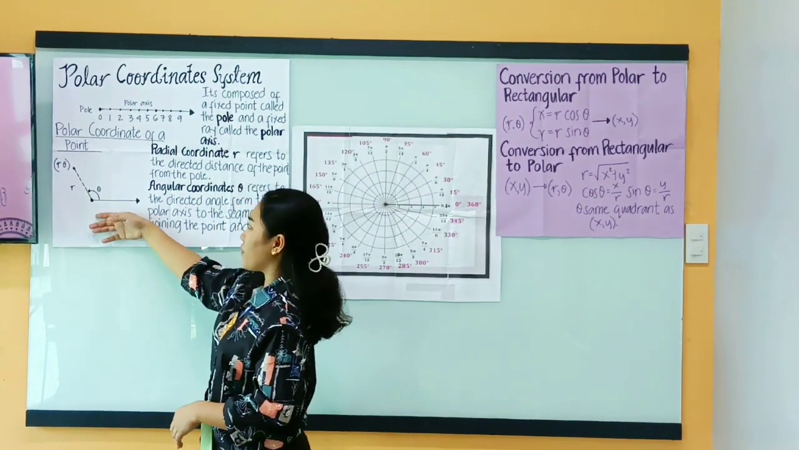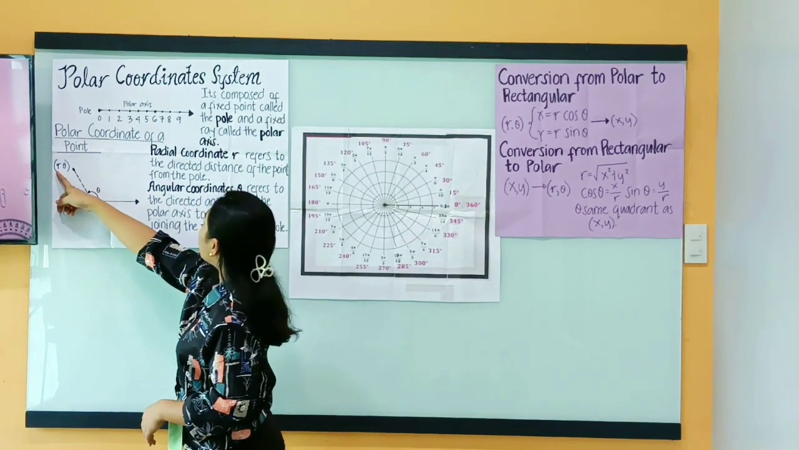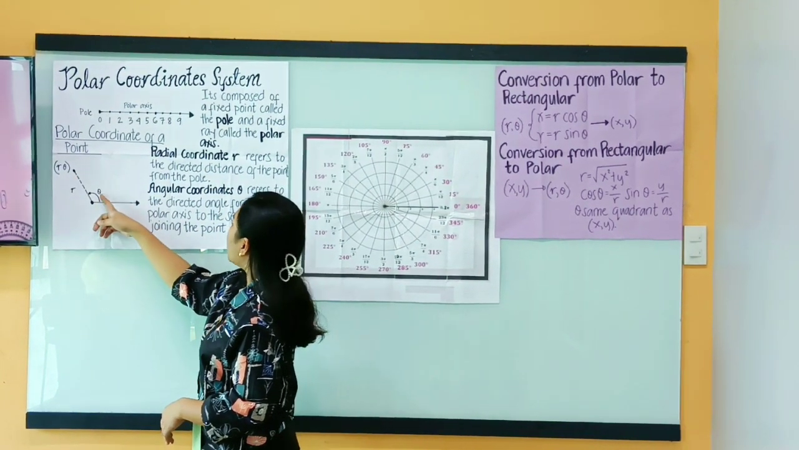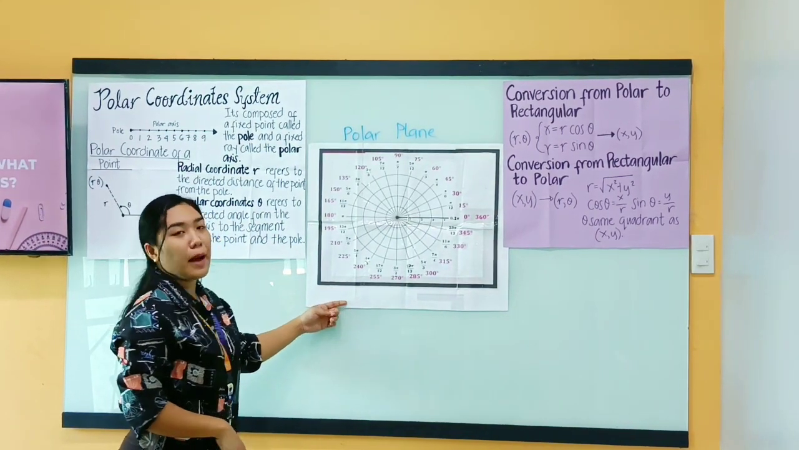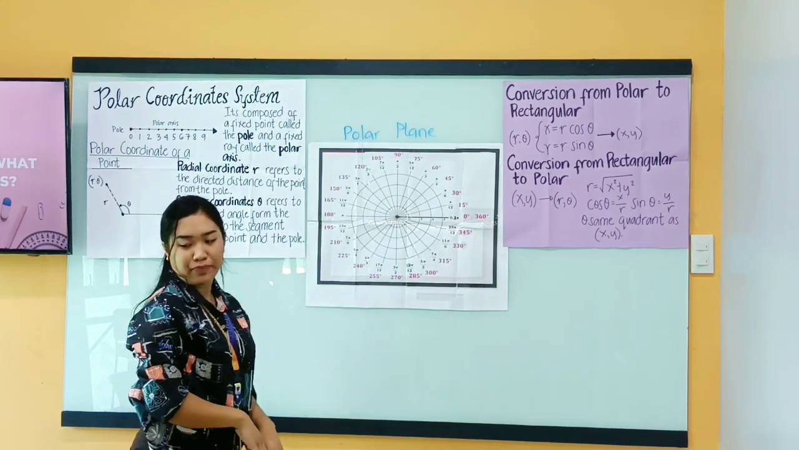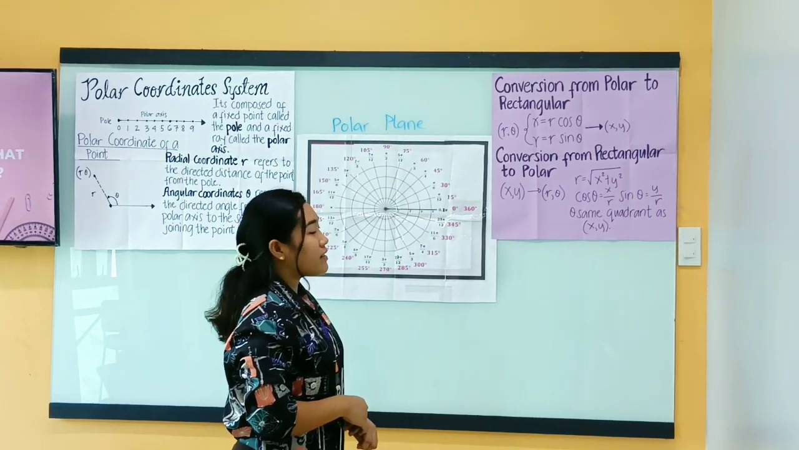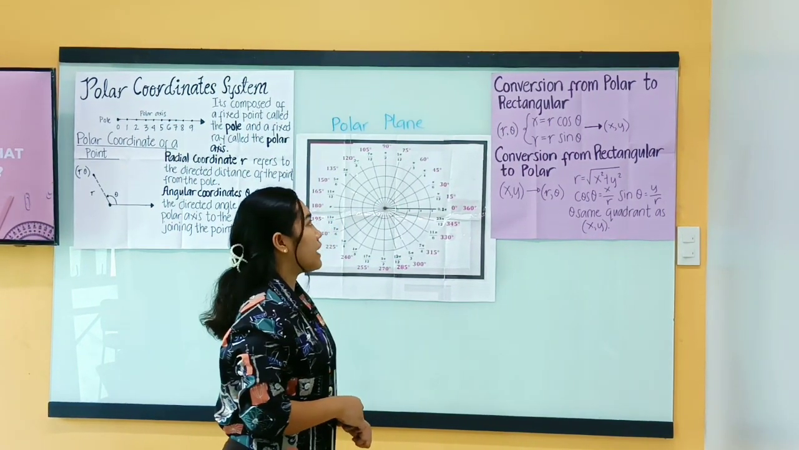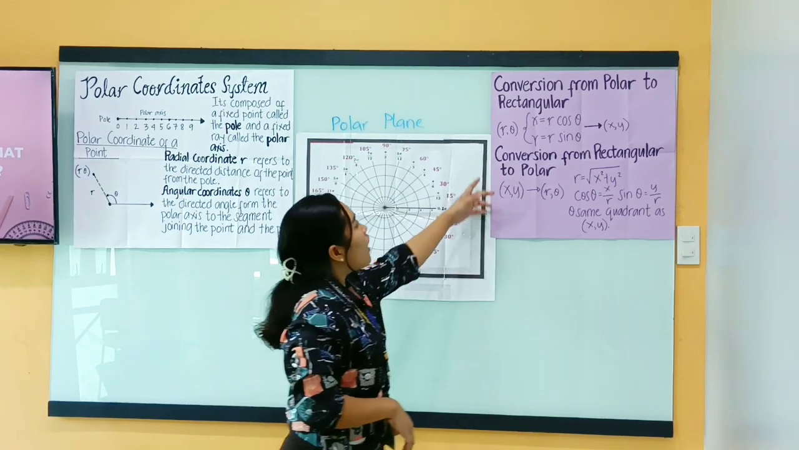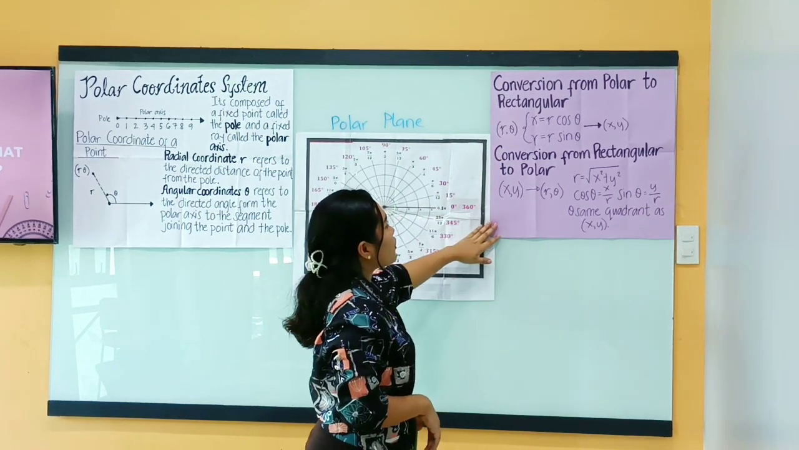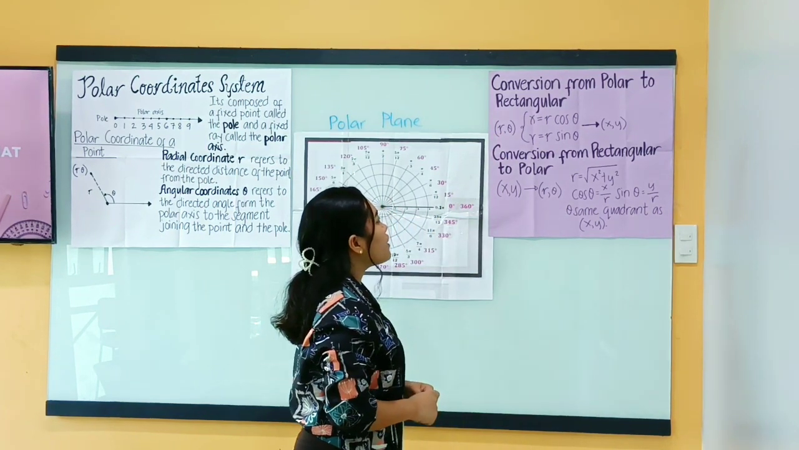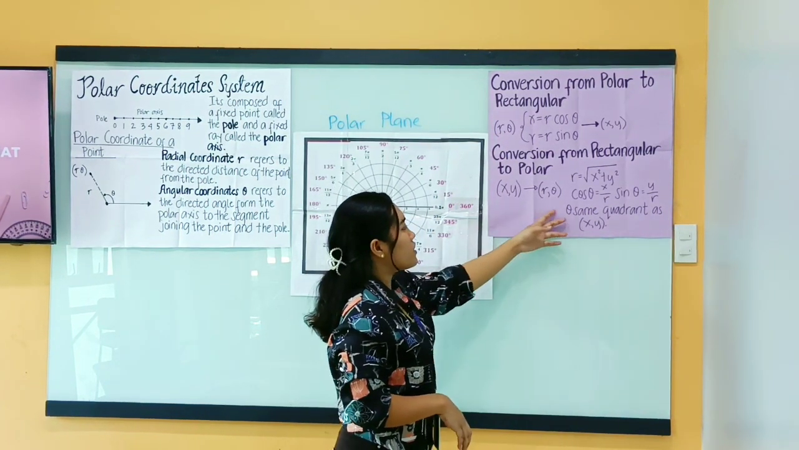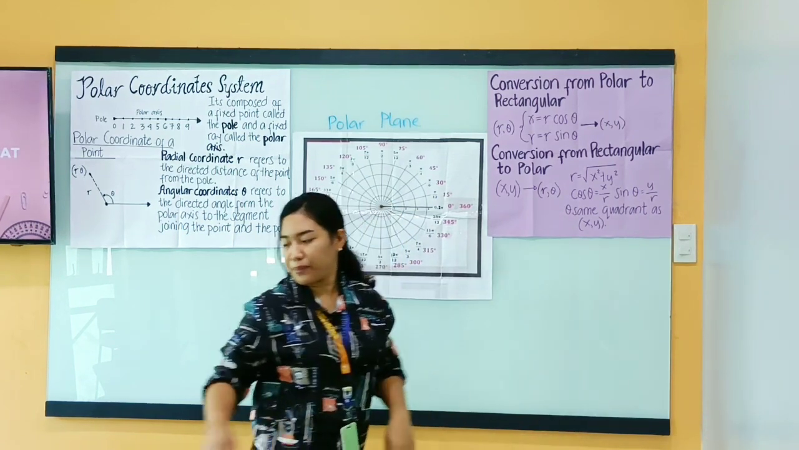This is the radial coordinate and the angular. So this illustration, class, is an example of a polar plane. We now have two ways to describe the points on a plane. We can use conversion from polar to rectangular, this formula, or conversion from rectangular to polar, and this is also the formula.